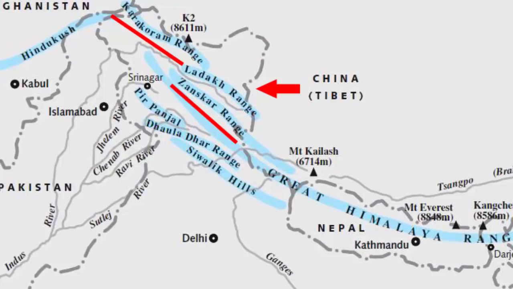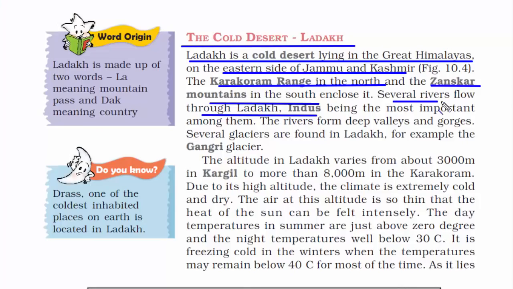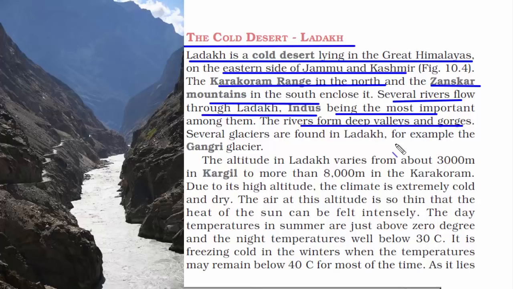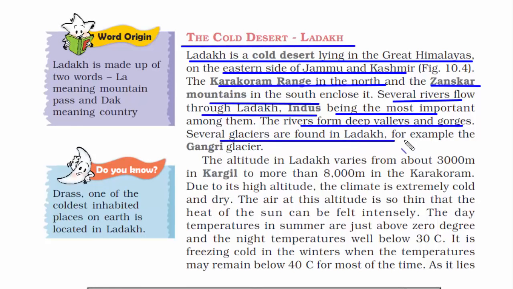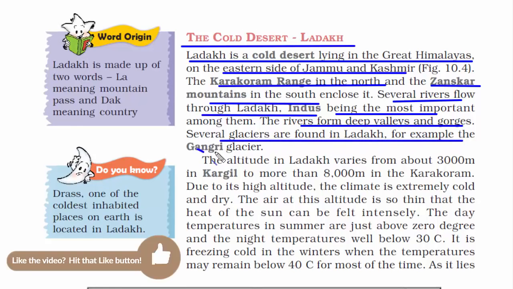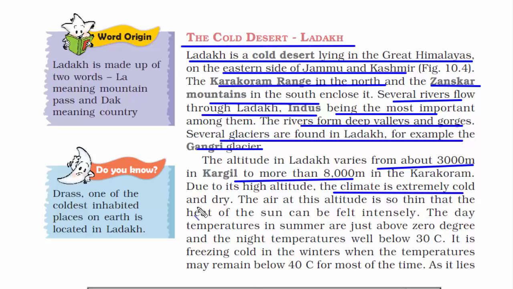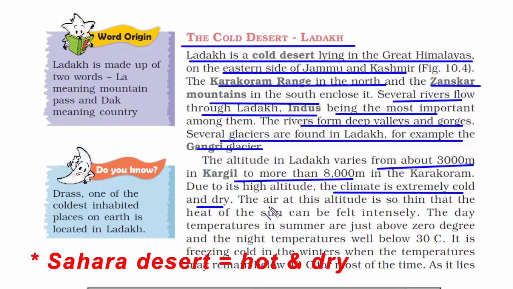It is blocked by the Karakoram range in the north and the Zanskar mountains in the south. Several rivers flow through Ladakh, Indus being the most important among them. The rivers form deep valleys and gorges. Several glaciers are found in Ladakh, for example the Gangri Glacier. There are many mountain ranges in Ladakh, and the heights vary from 3000 to 8000 meters. Due to its high altitude, the climate is extremely cold and dry. Remember, in the Sahara Desert it's hot and dry.